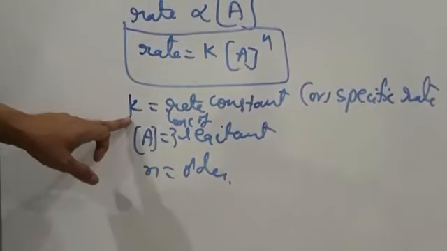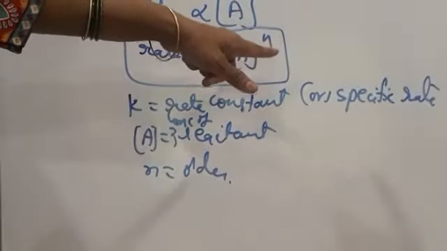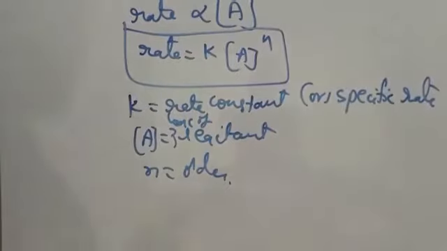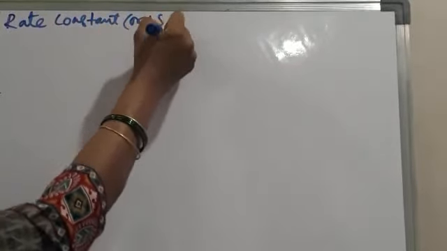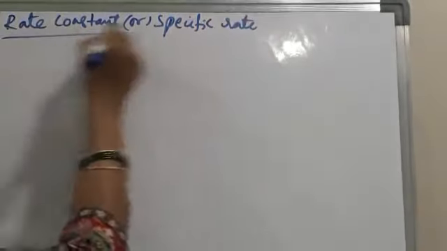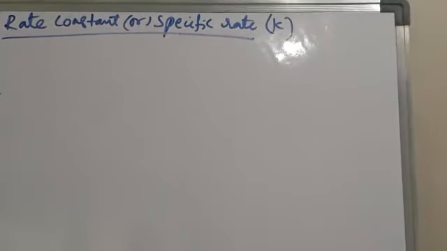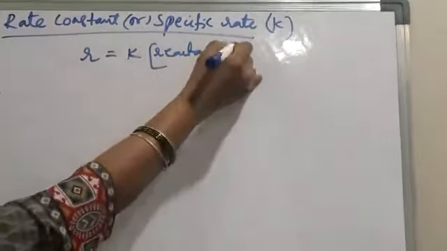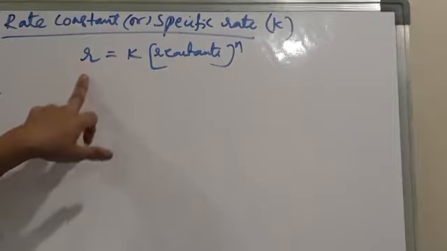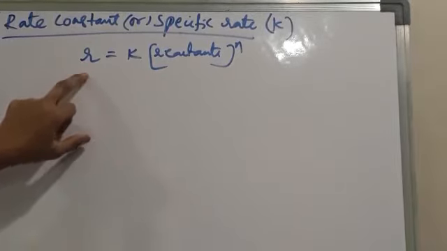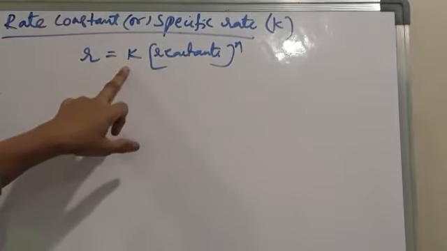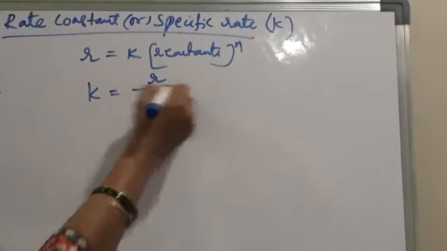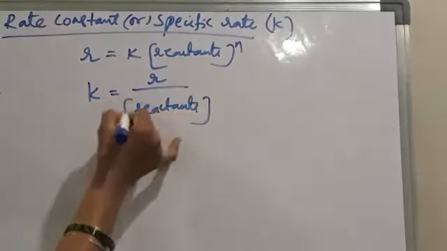So, here what is k? k is called the rate constant. This is also called specific rate. First, let us know about the rate constant, or specific rate, indicated with k. So, rate R is equal to k into the concentration of reactants to the power n. The rate of the reaction is directly proportional to the concentration of the reactants. That is the rate law. The proportionality constant k is called the rate constant here. So, k is equal to R by the concentration of reactants to the power n.